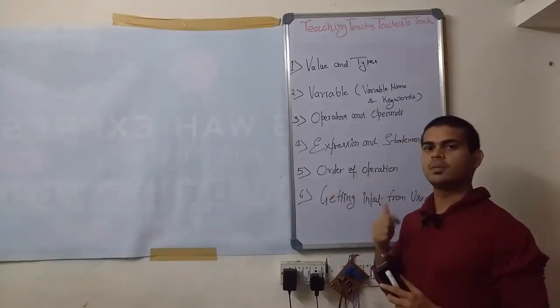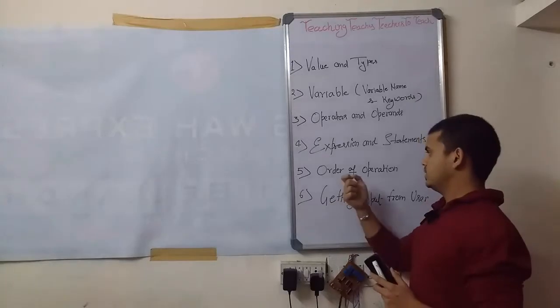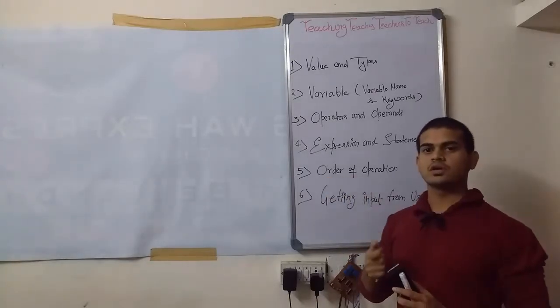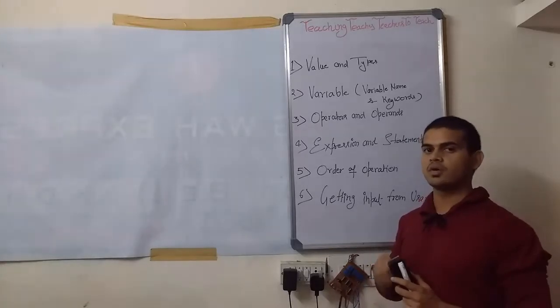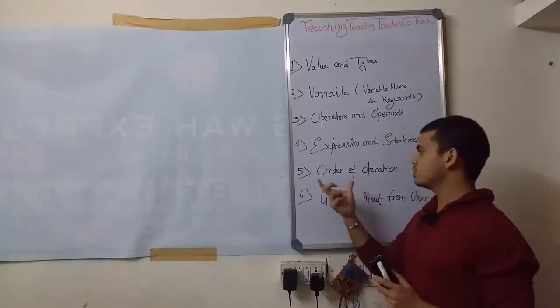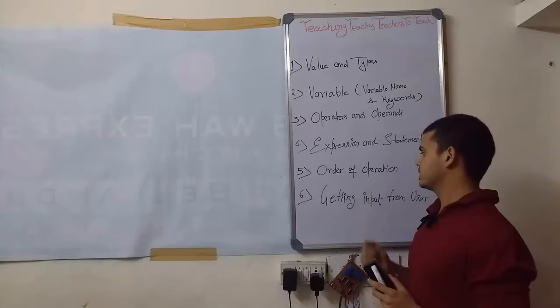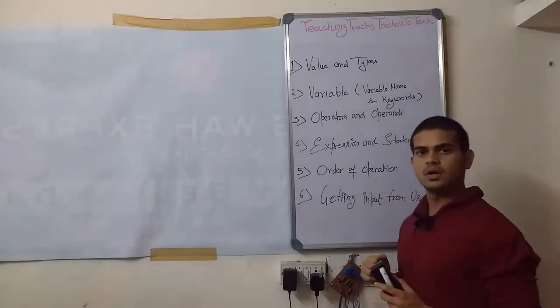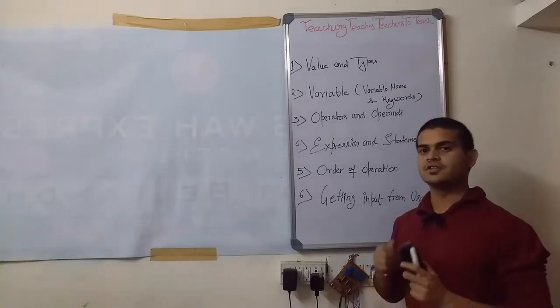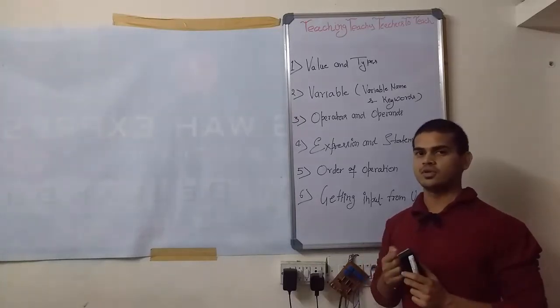Then we will move to order of operations. Here we will play with precedence, which arithmetic operators come first and how they are performed. Based on precedence we will cover it here. Then the last topic is getting input from the user. For any application it is very important to get input from the user.